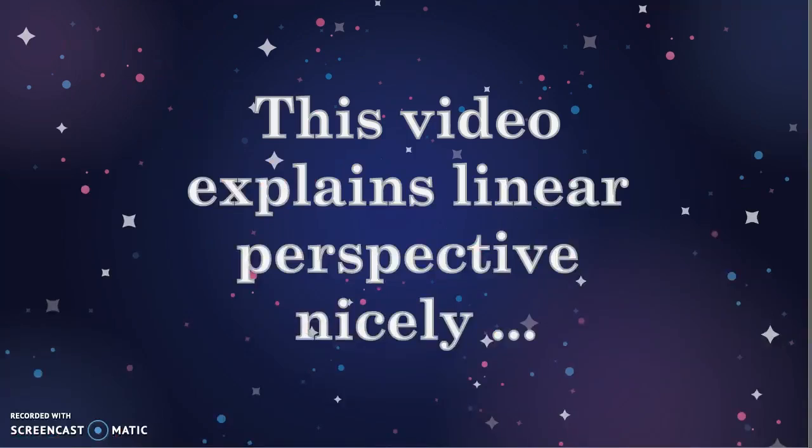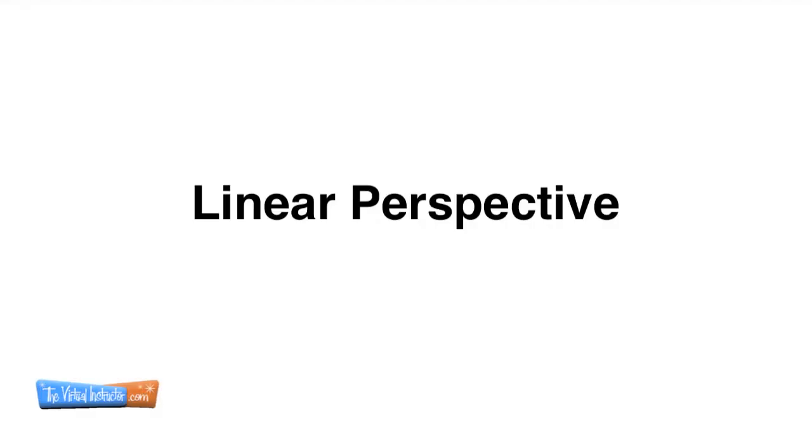Let's look at a video by the virtual instructor, which explains 1, 2, and 3-point perspective in a little bit more detail. There are 3 different forms of linear perspective. We'll discuss 2 of the 3 here. The 3 types of linear perspective are 1-point perspective, 2-point perspective, and 3-point perspective. Let's begin by taking a look at 1-point perspective.